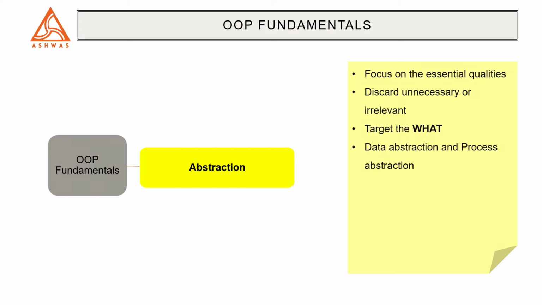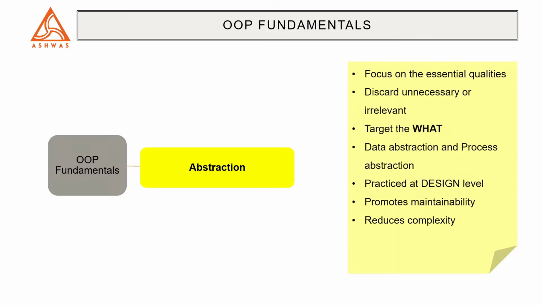Abstraction is practiced at design level when you are deciding what the classes should be, how those classes should behave, and what data those classes should retain within them. Abstraction promotes maintainability and it reduces complexity. In Java, we use abstract class and interface to achieve abstraction. Fair enough, isn't it? Let's move on.